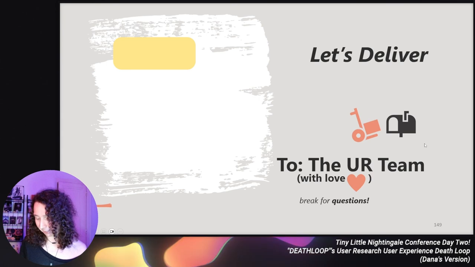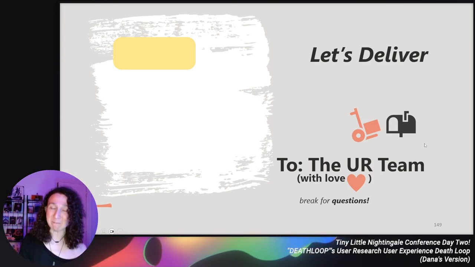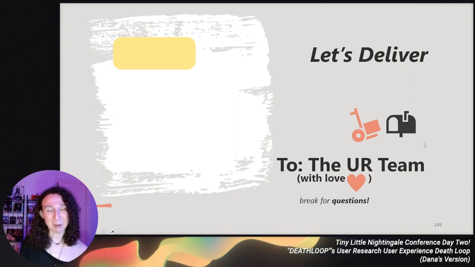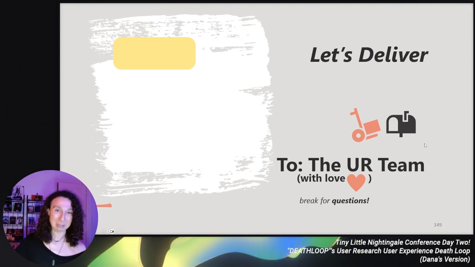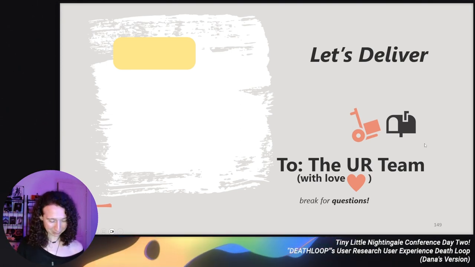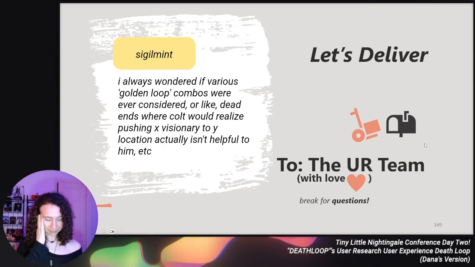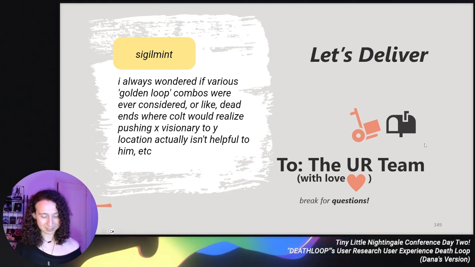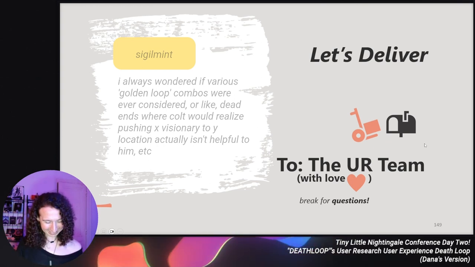In an alternate timeline, in a different universe, where this game had a bigger team and twice the budget, maybe we could have explored that. But we had to make the decision to do it that way in order to be able to deliver the game that we delivered to y'all. I always wondered if various golden loop combos were ever considered, like dead ends, where Colt would realize pushing X visionary to Y location isn't actually helpful to him. Yeah. Same answer to the previous question.